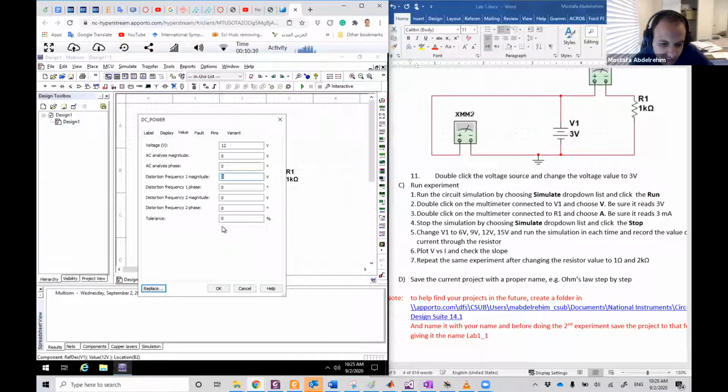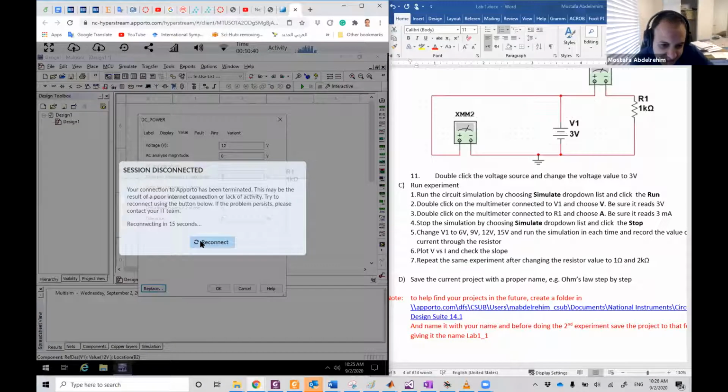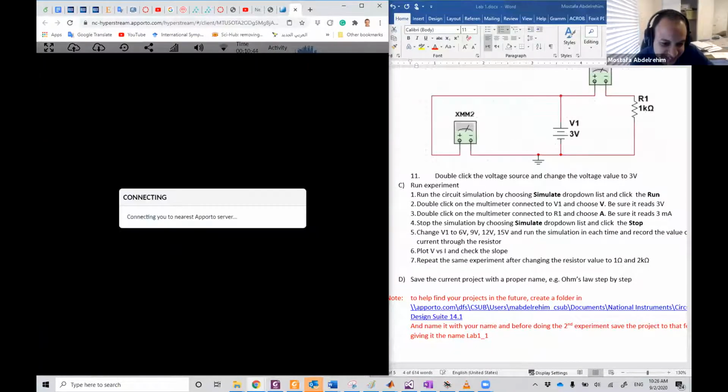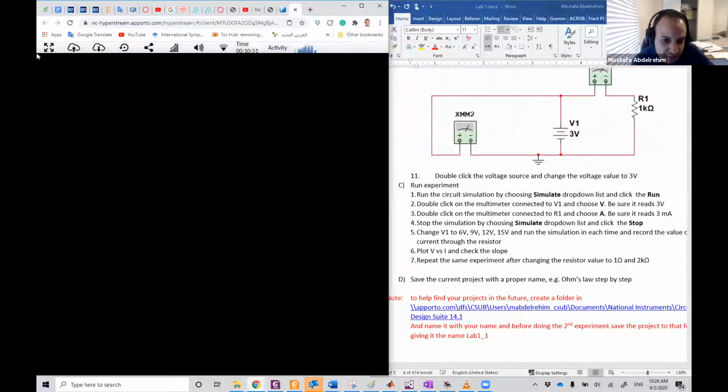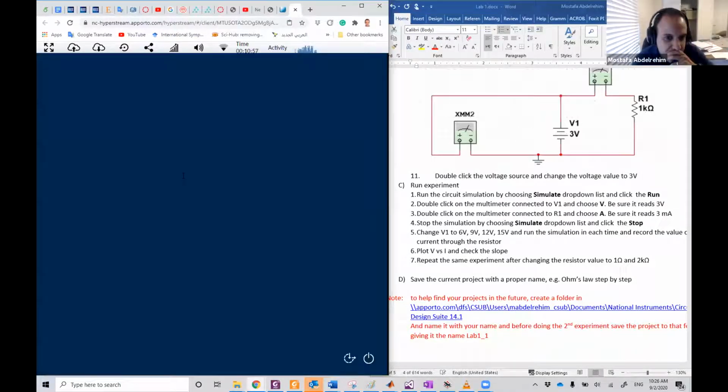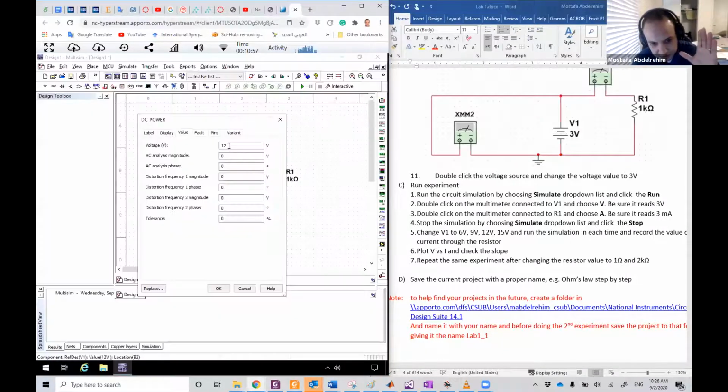It's really slow. Session disconnect. Okay. Good.